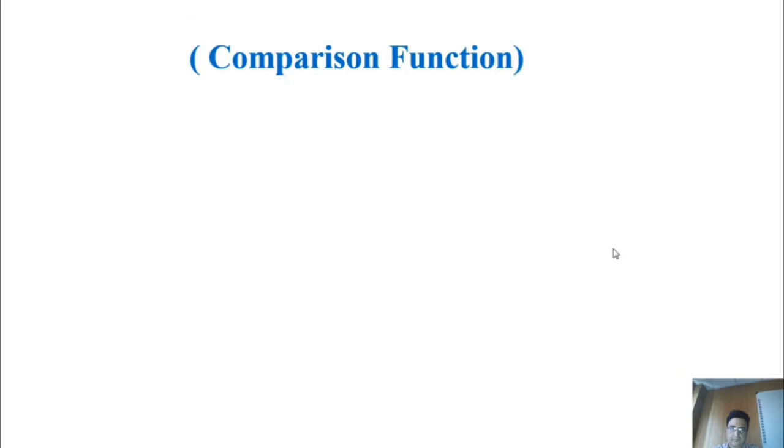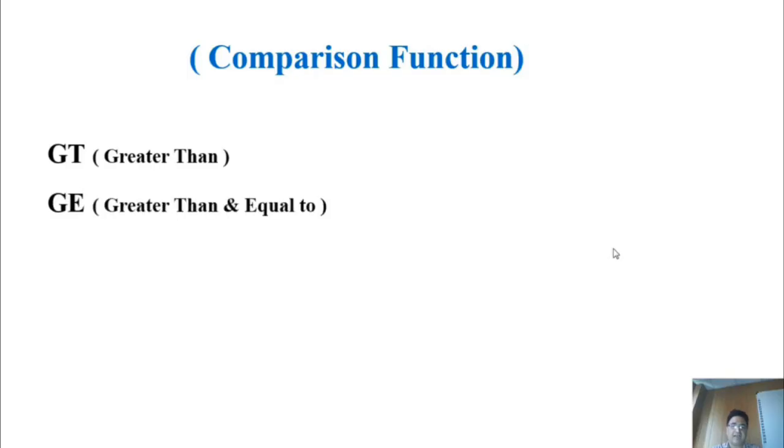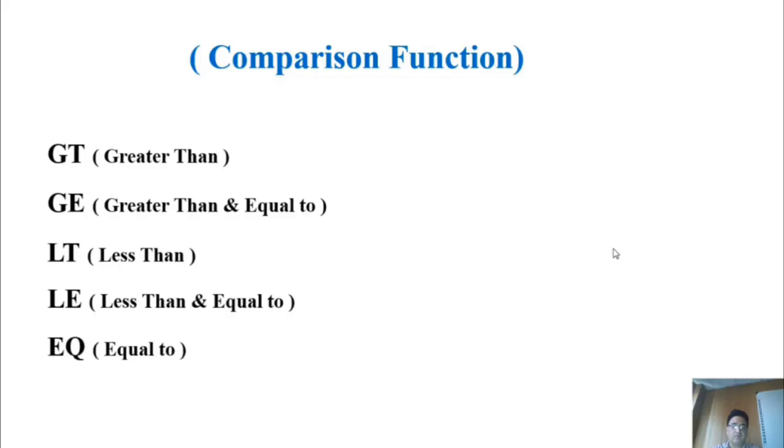The next functions that are widely used and that we can use in programming are comparison functions. GT means greater than. GE means greater than or equal to. LT means less than. LE means less than or equal to. Equal means equal, and not equal means not equal.